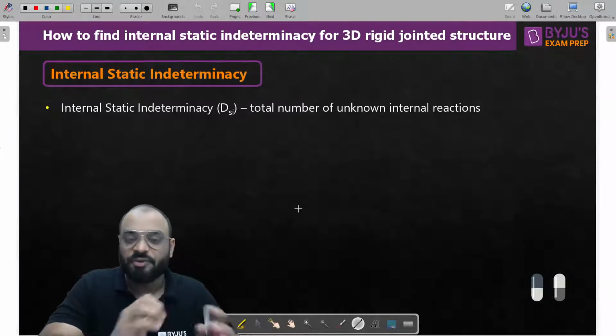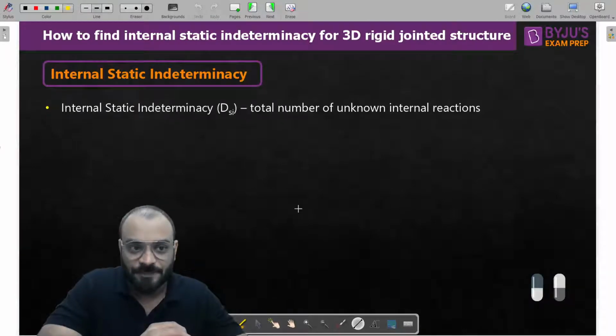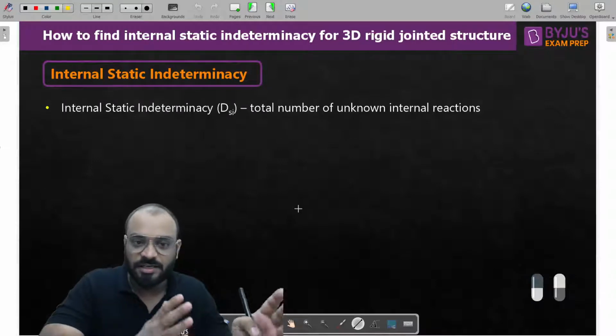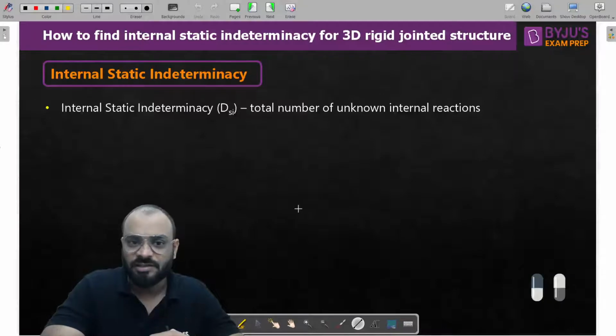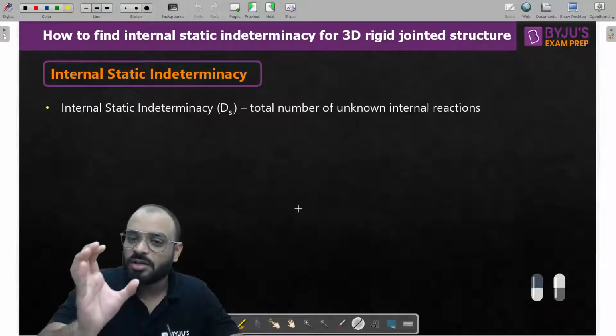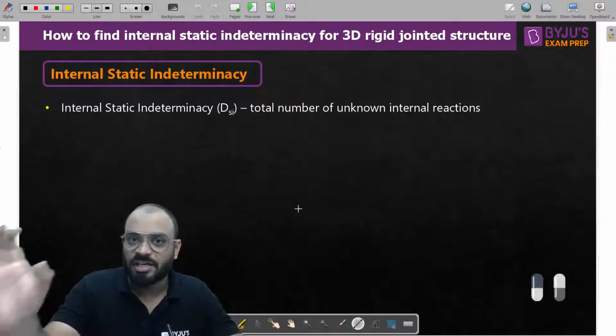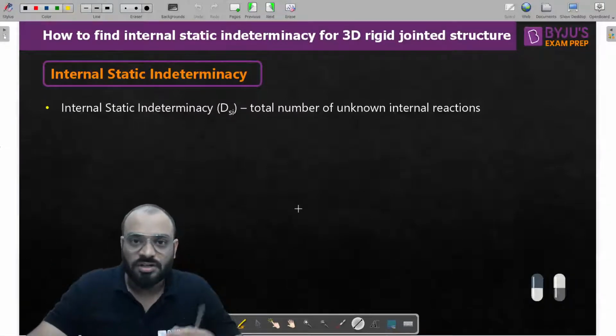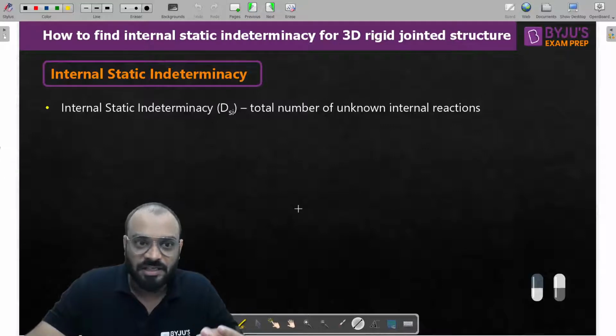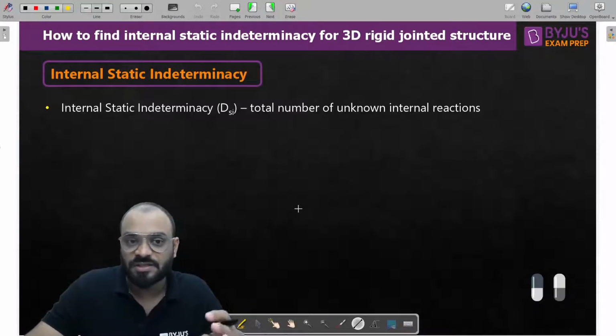So guys, before understanding this concept, we need to understand what is basically DSI, or what is basically internal static indeterminacy. If we define it, it is very easy to define. It is nothing but the total number of unknown internal reactions which are present in any structure, whether it is a rigid jointed structure or a pin jointed structure. That is your DSI value.